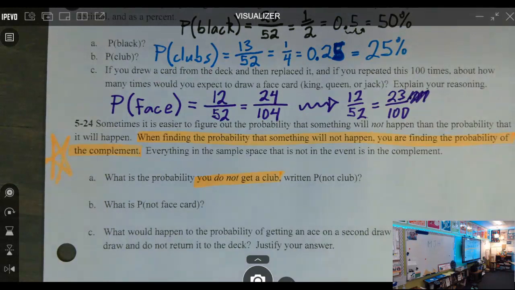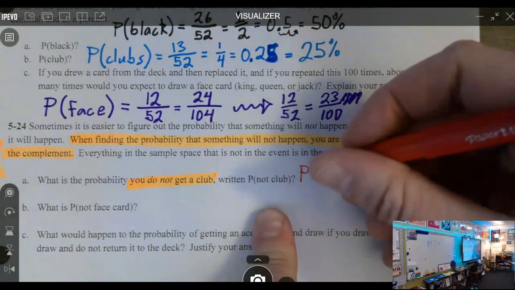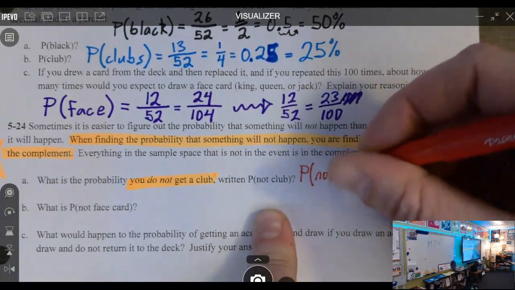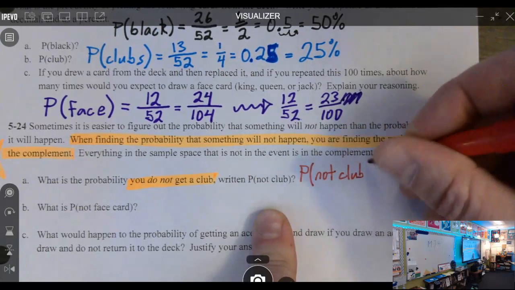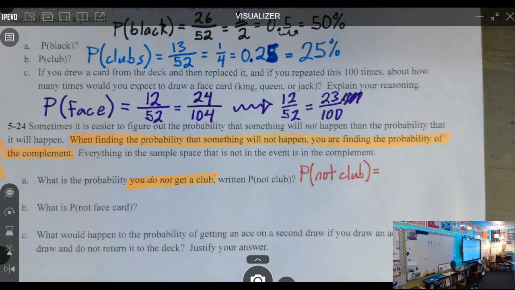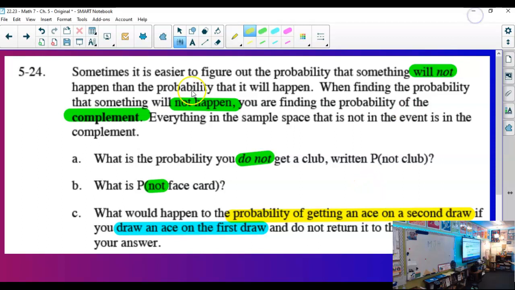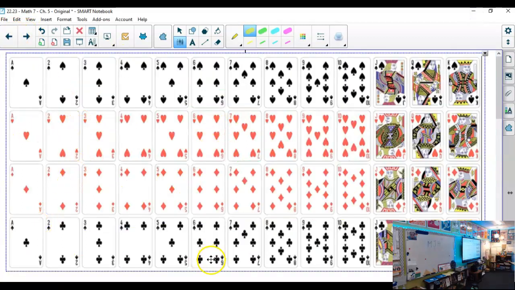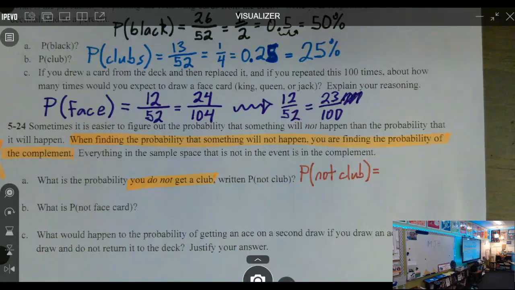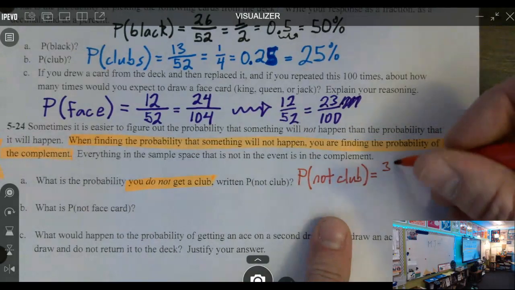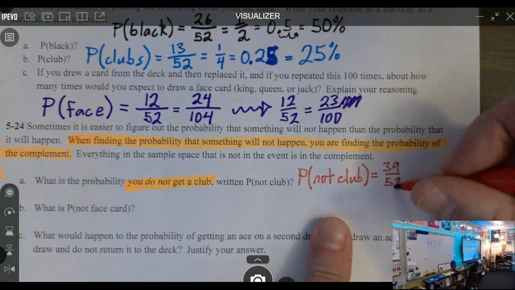Yeah, I'm going to write that differently first. But, so the probability of not club, I'm going to write it again. The probability of not club is really, if I count up all of the cards, there are a lot of not club cards. 13, 26, 39 actually. So it would really be 39 over 52.